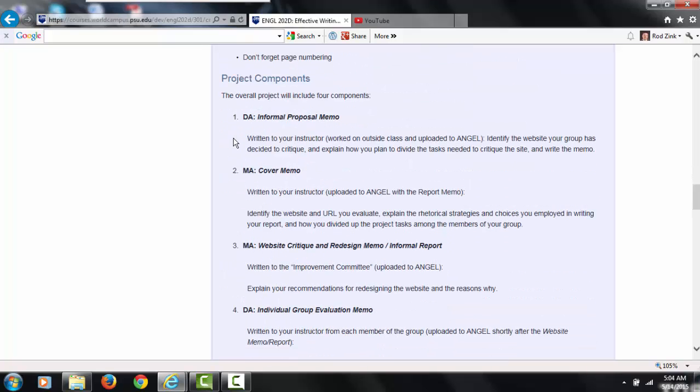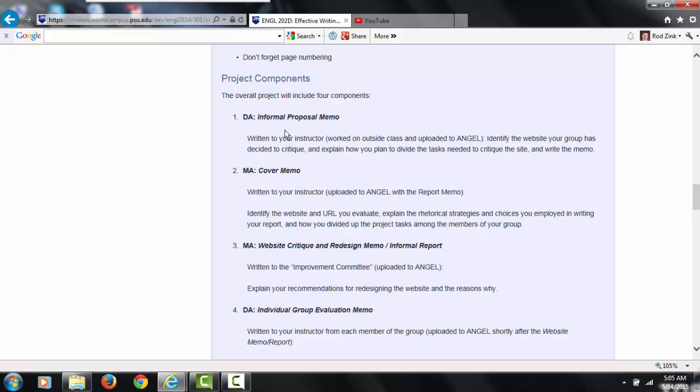The next section, Project Components, provides a more global overview of the group project and all of the individual sub-assignments you will need to complete within the scope of the entire project. As you see, there are 4 total documents to complete, including the website critique memo itself and the cover memo you will write for your instructor. The other 2 assignments are DAs, or daily assignments, but very significant nonetheless, as so many DAs this semester are.